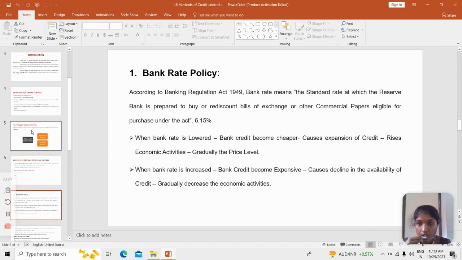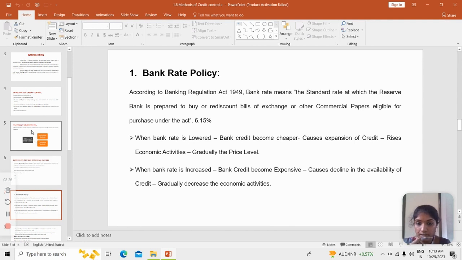cash reserve ratio, and statutory liquidity ratio. Moving on to the first quantitative credit control method, the bank rate policy, which means the standard rate at which the Reserve Bank, the apex bank, is prepared to purchase or rediscount the bills of exchange or other commercial papers from the banks.